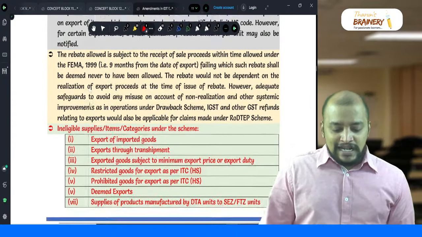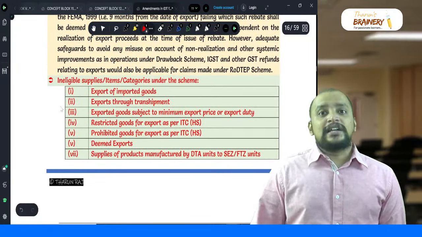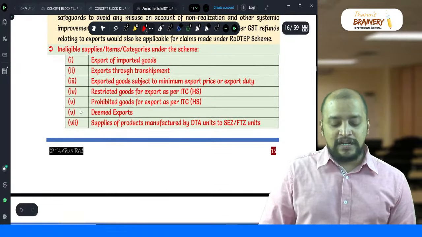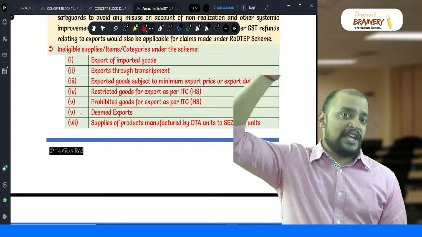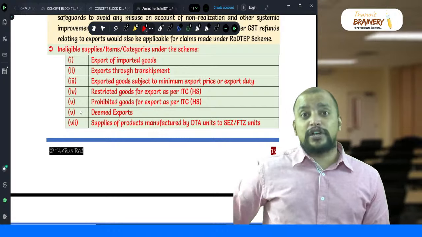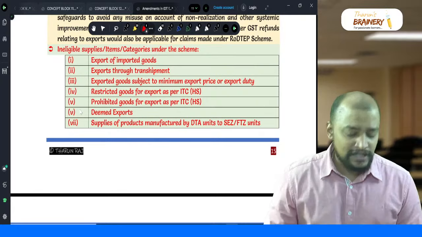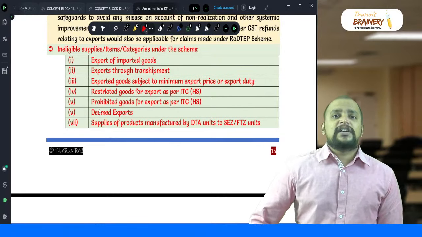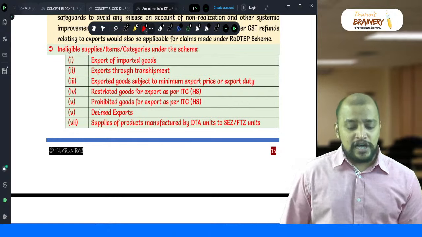Okay. Then ineligible supplies. There are some supplies which are not eligible under this scheme. That is export of imported goods. We are importing and then exporting, we will not get this RODTEP. Export through transshipment: imported from one country, transshipped into another ship or another vehicle and taken into another country, we will not get any benefit there. And export goods subject to minimum export price. This is the price at which only you need to export, so RODTEP will not come. And restricted goods and prohibited goods under FTP. Under FTP there are some goods which are restricted, require a license, or are prohibited and cannot be exported. For that RODTEP is not applicable.